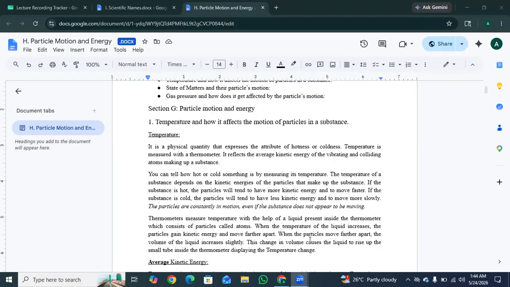So basically, a thermometer contains a liquid made of atoms, and when the temperature goes up, the liquid's particles gain energy and move further apart, causing the liquid to expand and rise. Okay?